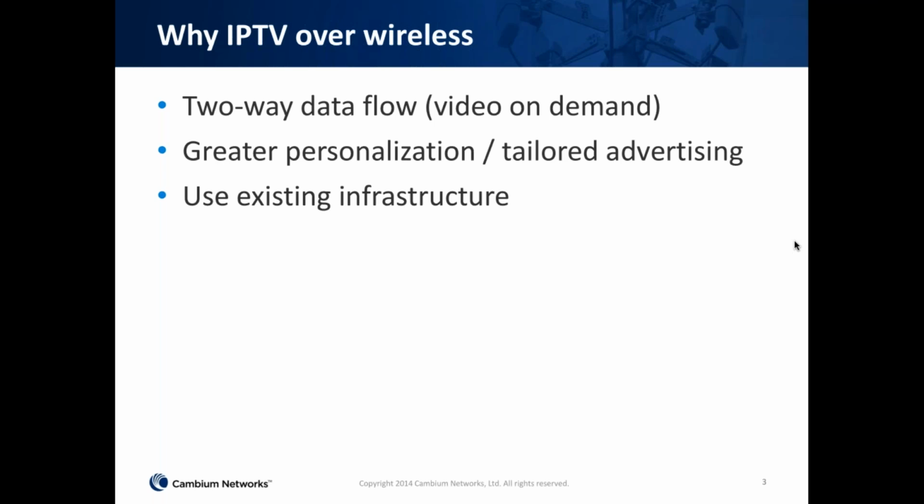Another good thing about IPTV over wireless is that you can just use your existing infrastructure. So you don't have to build your own cable. You don't have to use satellites or anything like this. You can just reuse the data infrastructure you use for internet access to do IPTV.